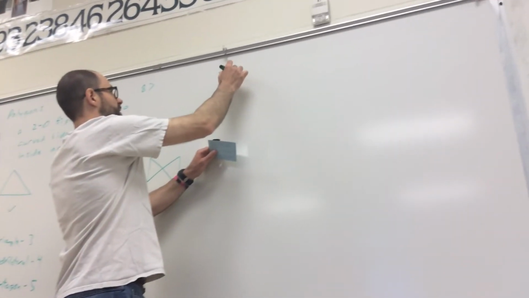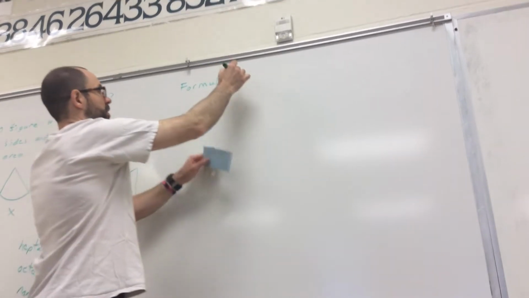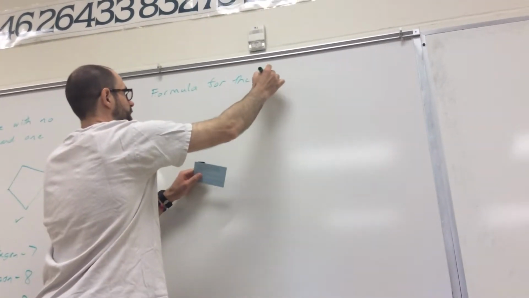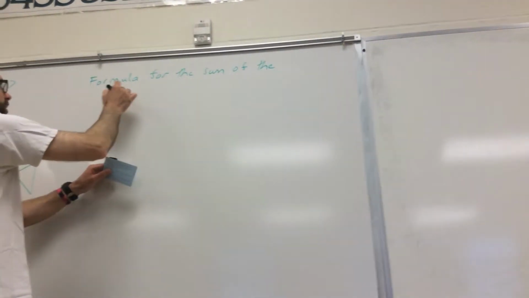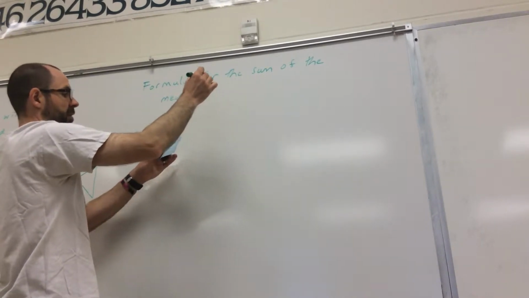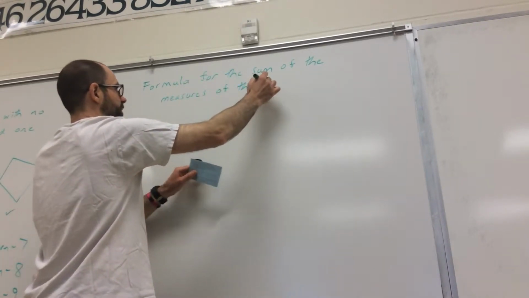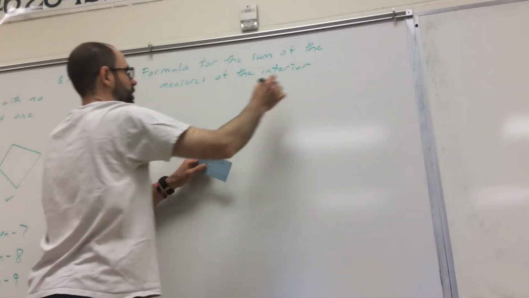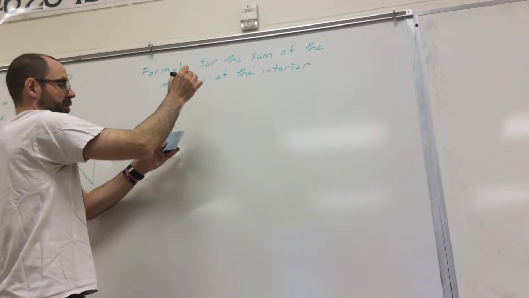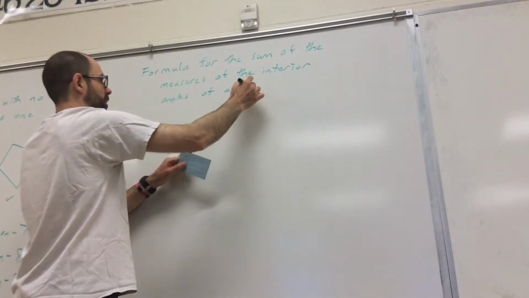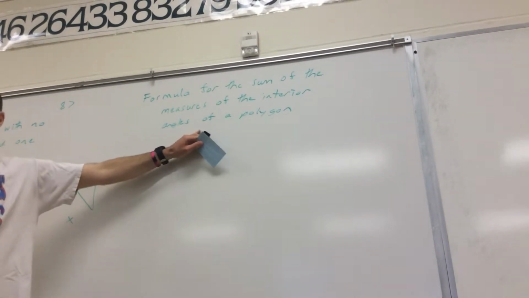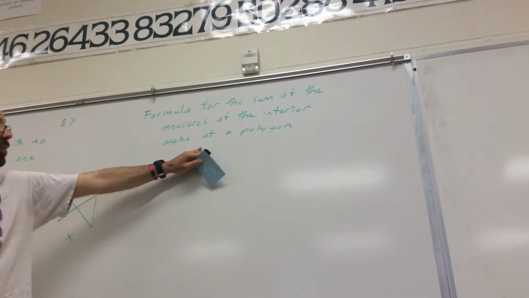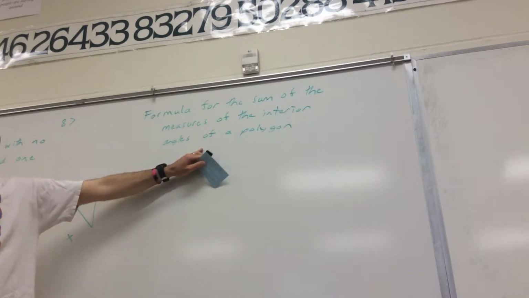All right, next piece of information is we're going to have the formula for the sum of the measures of the interior angles of a polygon. So the formula I'm about to write down is the formula for the sum of the measures of the interior angles of a polygon.